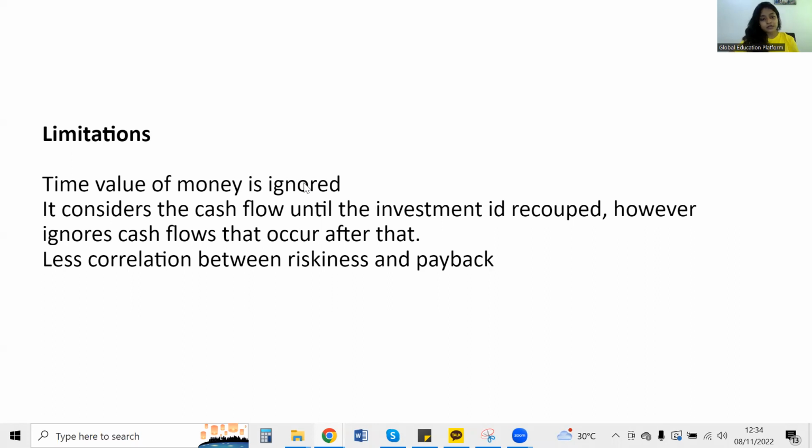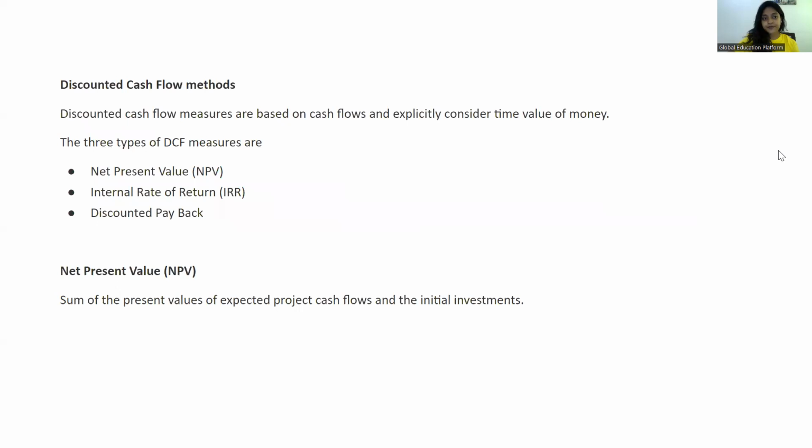Time value of money is ignored, and it considers the cash flow only until the investment is recouped. However, it ignores cash flows that occur after that. There is less correlation between riskiness and payback. So they don't consider the risk elements there.